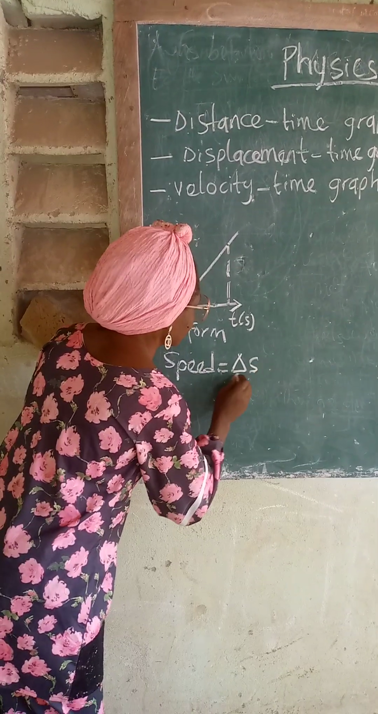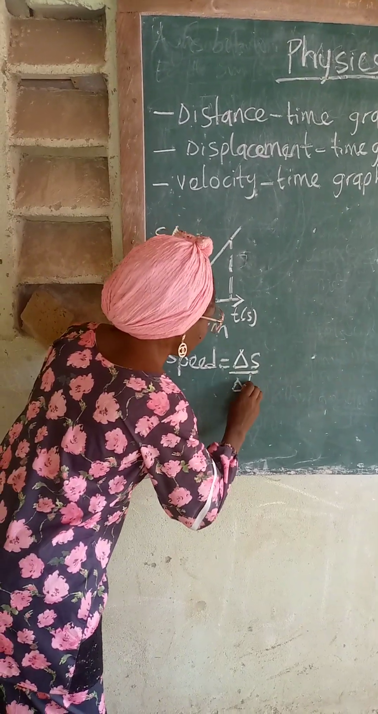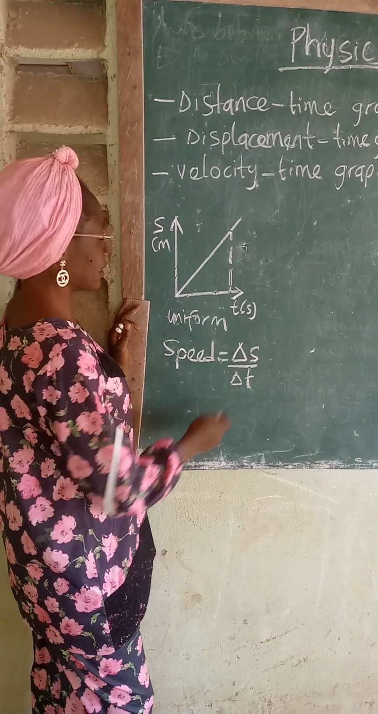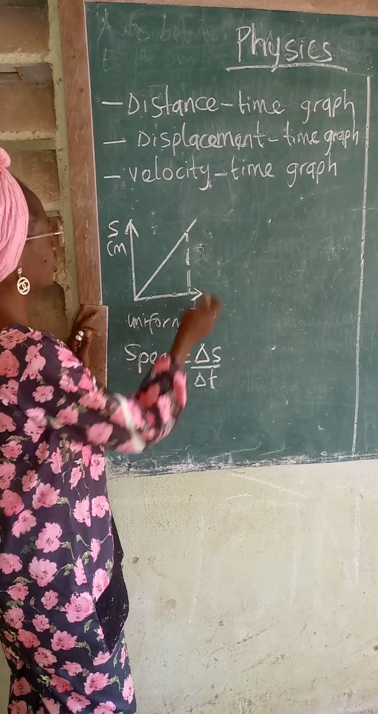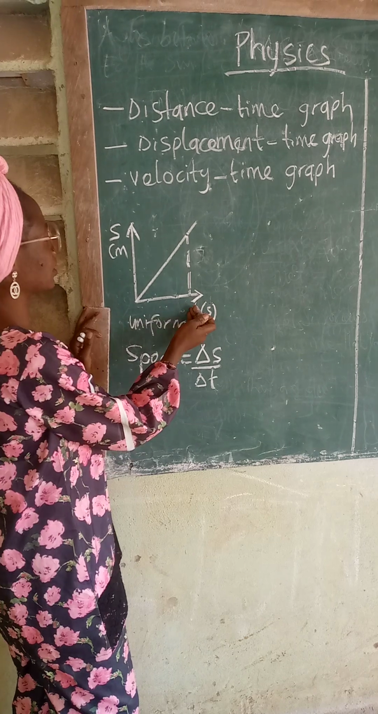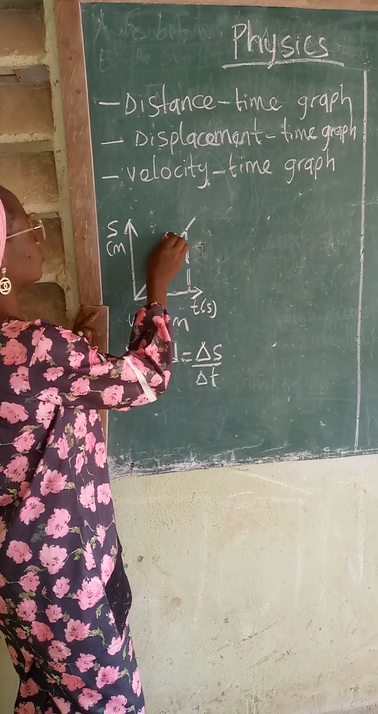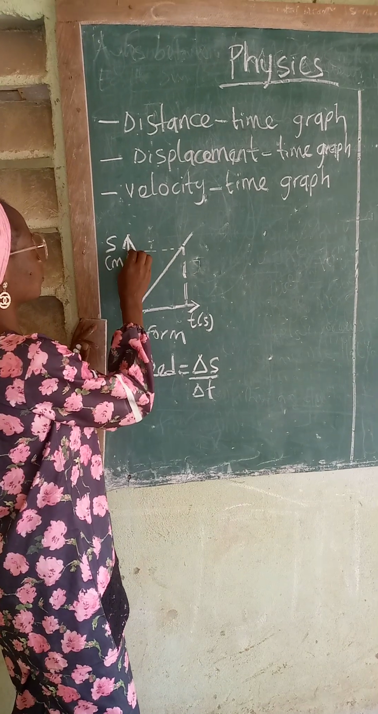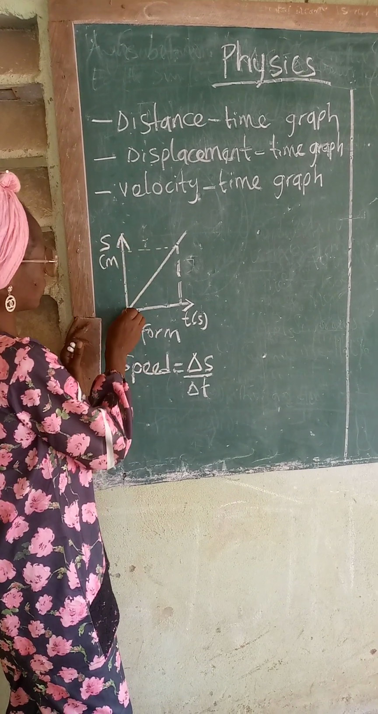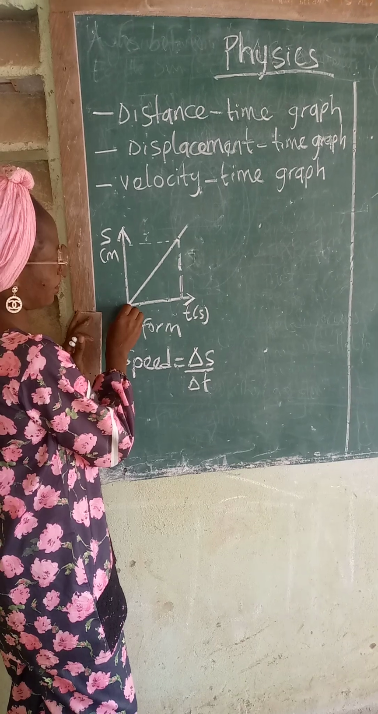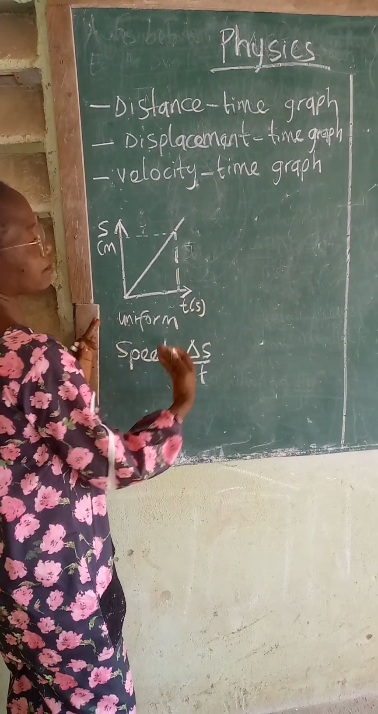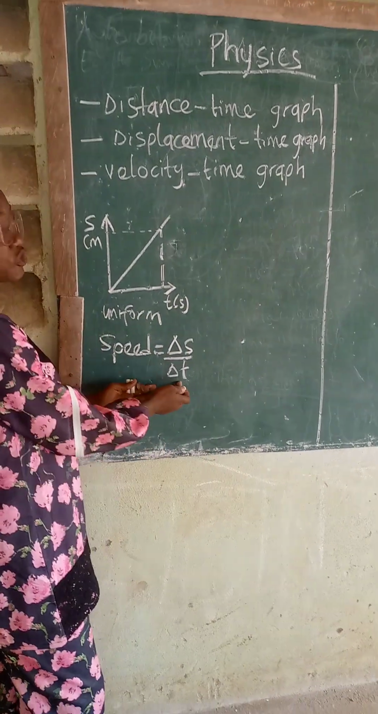So speed is equal to change in distance over change in time, that means ds/dt. If you trace this, you have a figure here. This particular figure minus the lowest gives the change in distance, then the change in t is the right minus the left. It will give you dt.